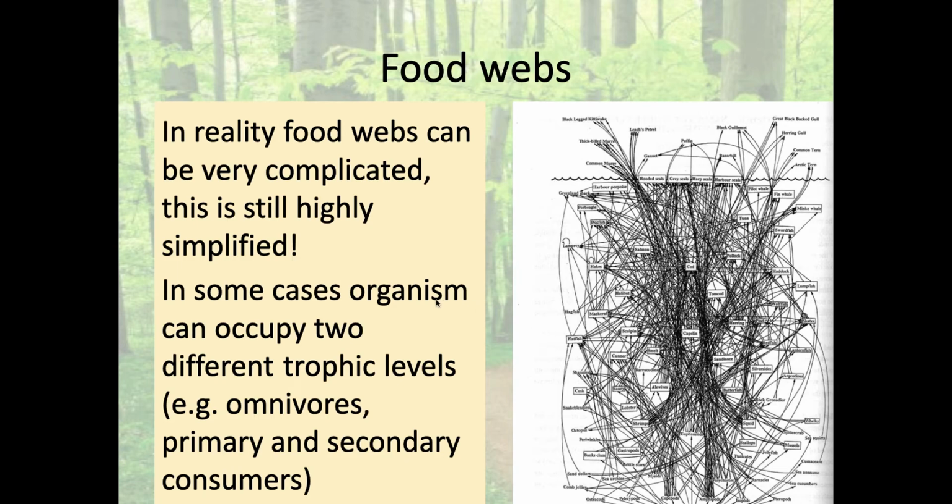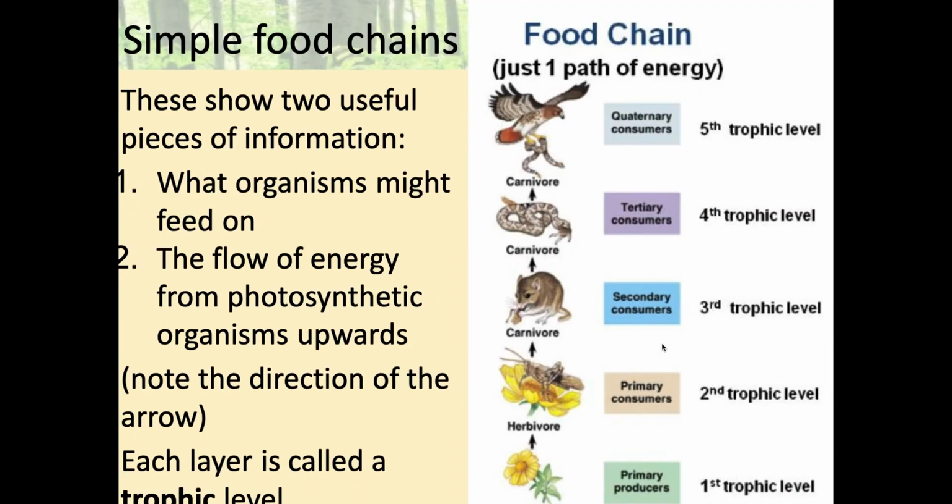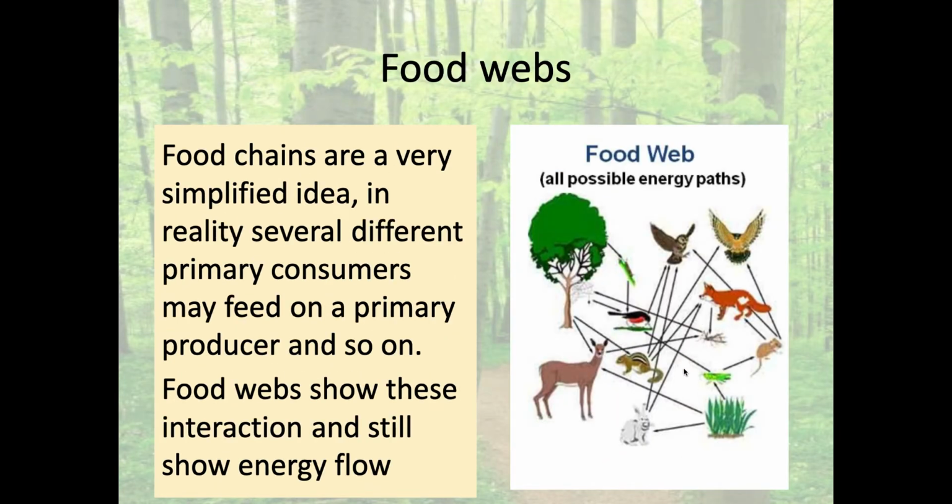And sometimes the organism can be on two different trophic levels. For example, us, we might eat lettuce and be the primary consumer, but we might eat beef and be the secondary consumer. We might eat grasshoppers and be the secondary consumer. So the picture is complicated because it's realistic. But if you're looking at this going, oh my goodness, I could never draw that, well, you're not going to have to. This kind of thing is about as complicated as you're going to get.